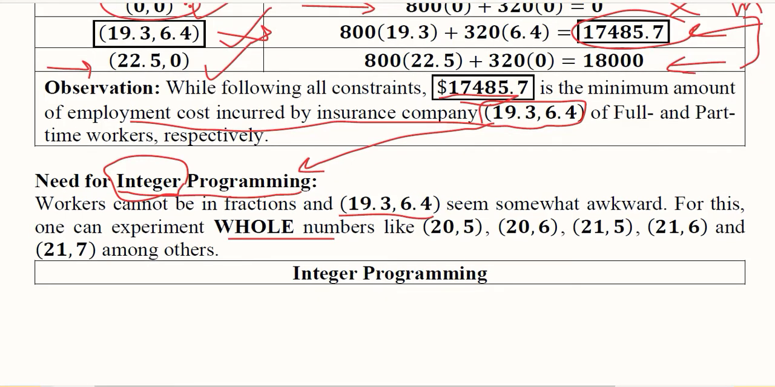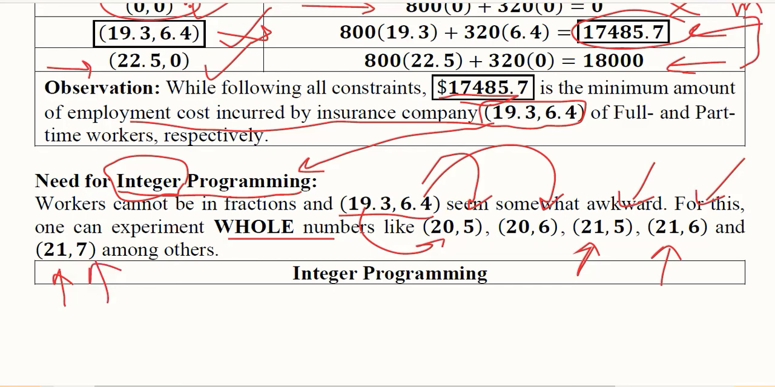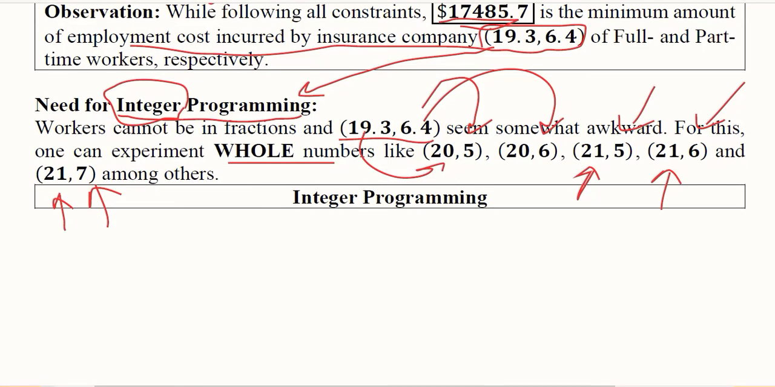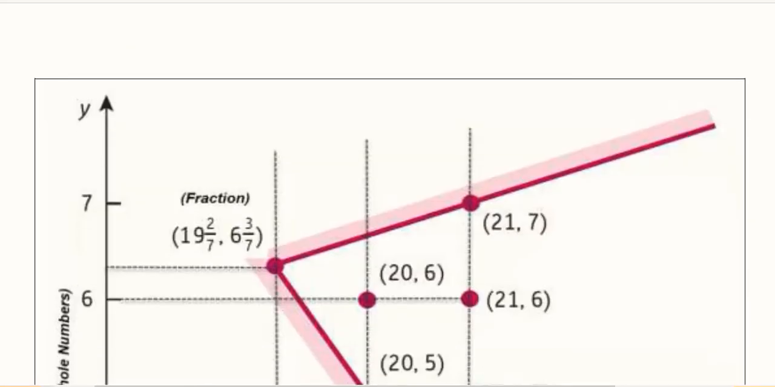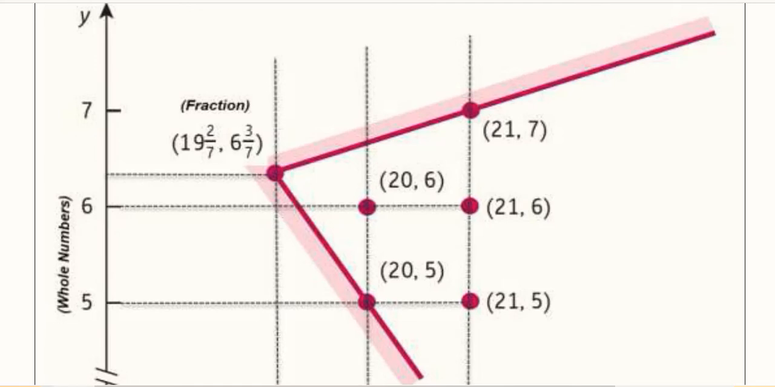That is, instead of 19.3 I can experiment with a higher value of 20, and instead of 6.4 I can experiment with a lower value and with a higher value, and then with an even higher value, that is 21. With 21 I can experiment with lower values, that is 5, 6 and 7. In this way I can experiment with certain values, and this is called integer programming accordingly, and on the graph we can view it.